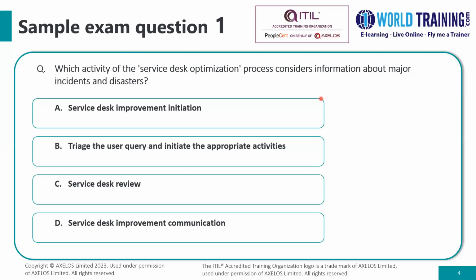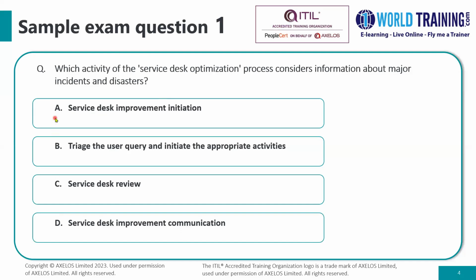You should recollect that there are 3 processes in the service desk practice. Service desk optimization is one of them. Another one is user query handling, and the other one is communicating to users. Option A seems to be connected with the service desk optimization process. Option B does not seem to be connected with this optimization process. This is from the user query handling process. Option C, service desk review, is also connected with this process of service desk optimization. And service desk improvement communication is also connected with the optimization process. Therefore, it is either A, C, or D that considers information about major incidents and disasters as an input.